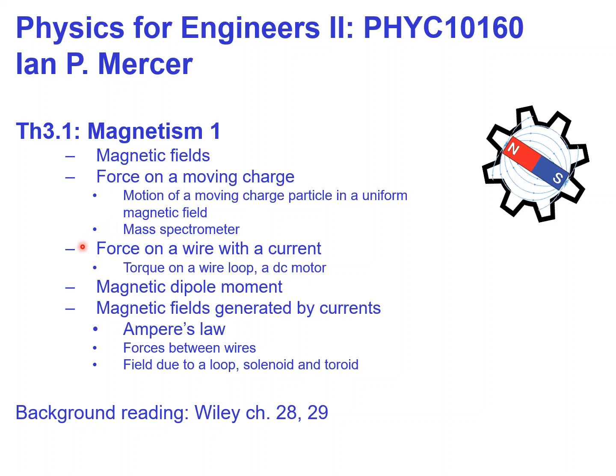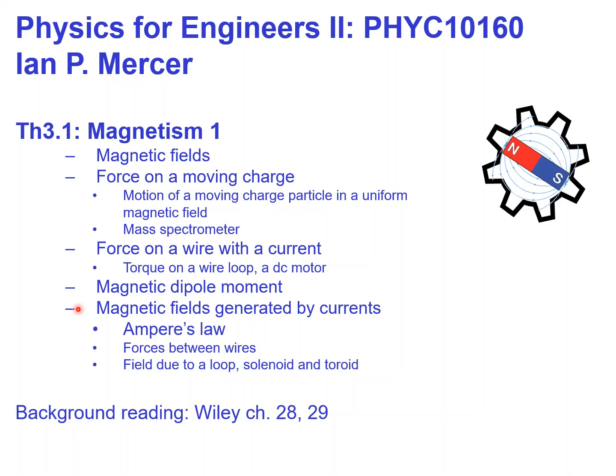We're going to talk about forces in a wire with a current. Might seem like a separate topic, but it's not. It's still charges moving and forces acting on them, so it very much relates to that section before. Then we're going to talk about magnetic dipole moment. We don't define a magnetic monopole because no such thing has been observed. Only magnetic dipoles are observed in magnetism.